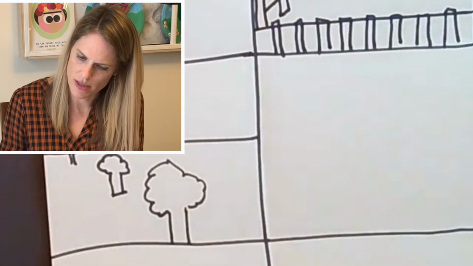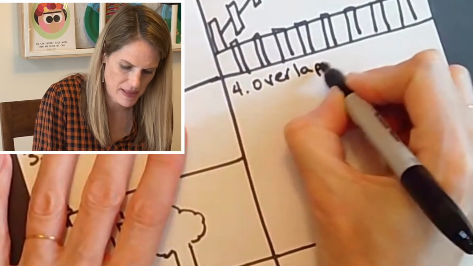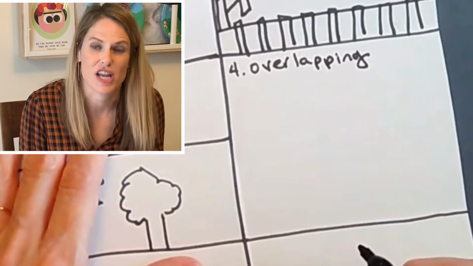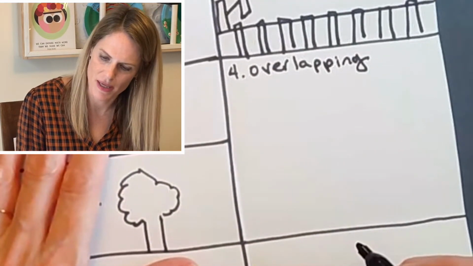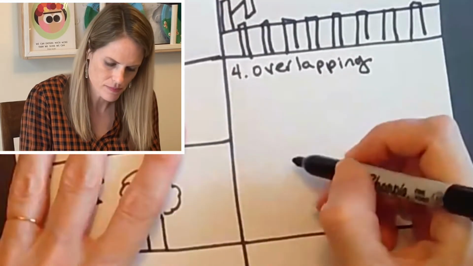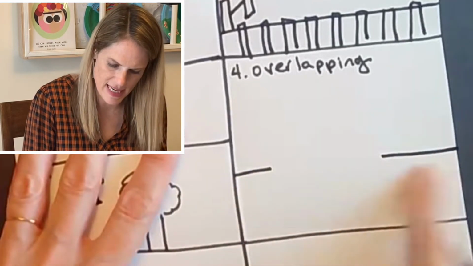So we're doing well. Number 4 is called overlapping. You can write down that one. Overlapping is just shapes that appear to be behind or in front of other shapes, and that gives you a sense of space. For this example, I'll draw a tabletop.